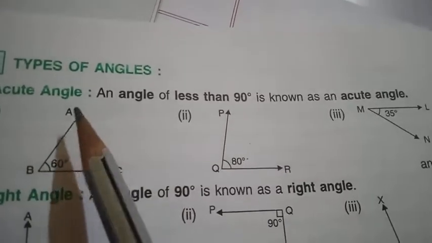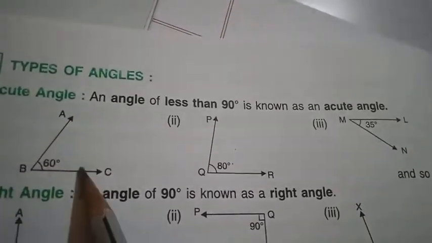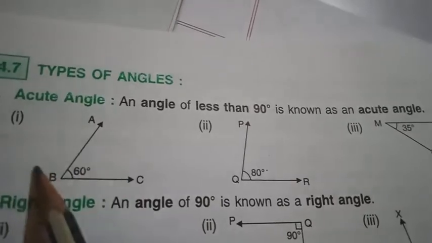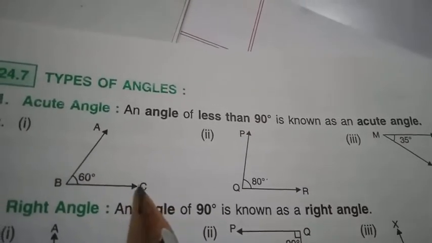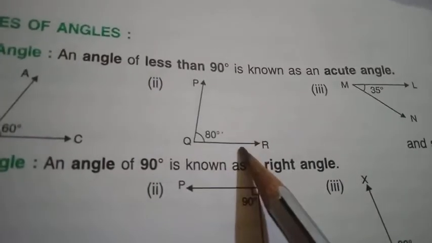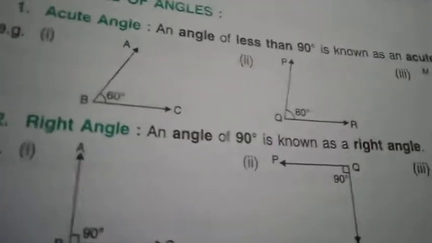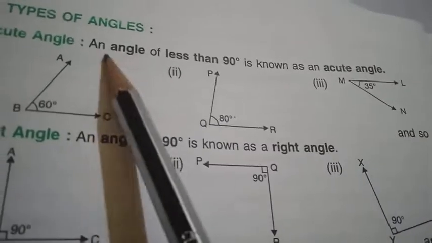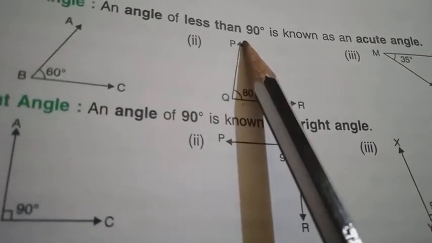So you can just see the shapes of these acute angles. They are always this way. So how to name it: angle A, B, C or angle C, B, A. Here angle P, Q, R or angle R, Q, P. Here angle L, M, N or angle N, M, L. Alright. So these are 60 degree, 80 degree, 35 degree. An angle which is less than 90 degree is known as acute angle.